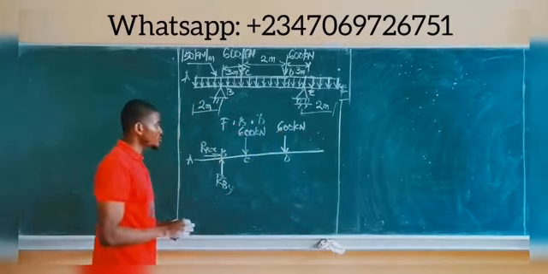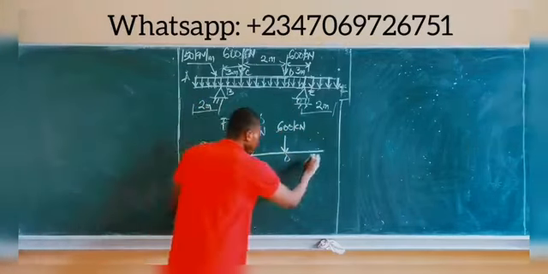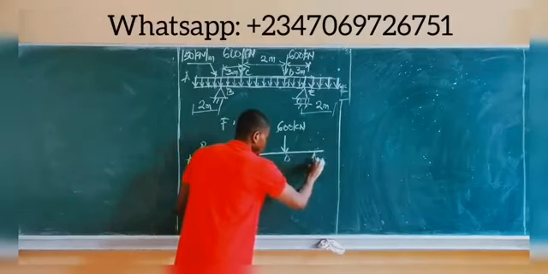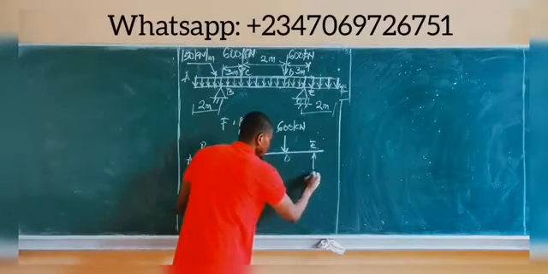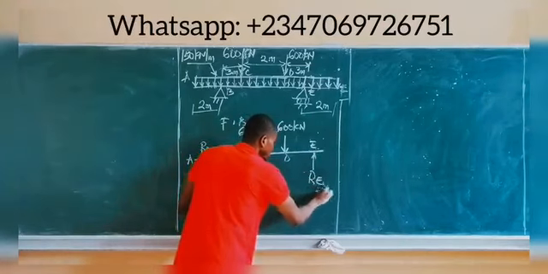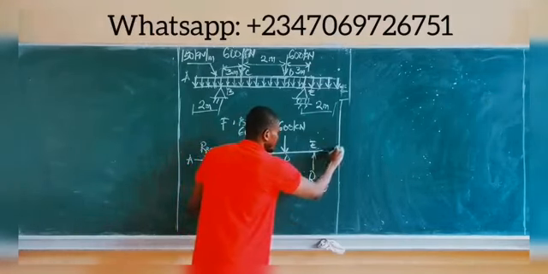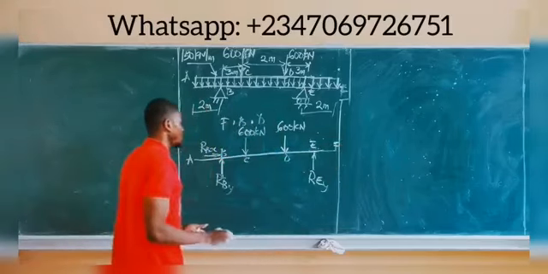At point E, we have a roller support, and for a roller support, we have just one reaction normal to the surface. So we have a roller support, just one reaction at point E. So simply call this REY. Then finally, we have point F.